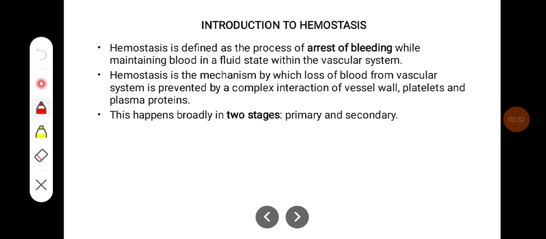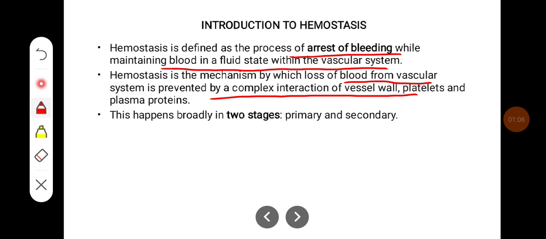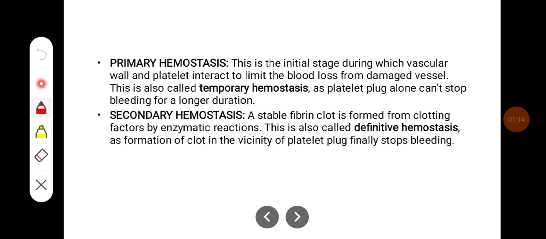Hemostasis can be defined as a process of arrest of bleeding while maintaining the blood in a fluid state within the vascular system. Hemostasis is the mechanism by which loss of blood from the vascular system is prevented by complex interaction of vessel wall, platelets, and plasma proteins. This happens broadly in two stages, that is primary and secondary hemostasis.